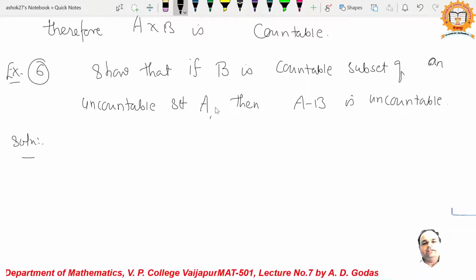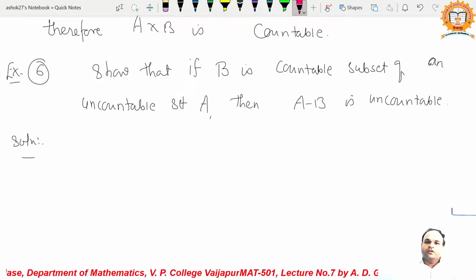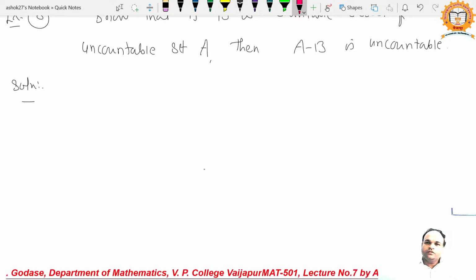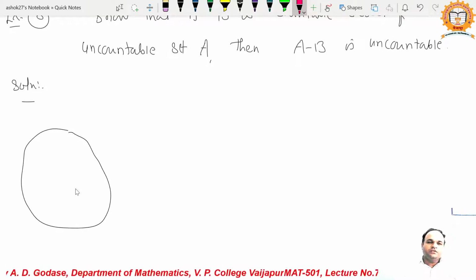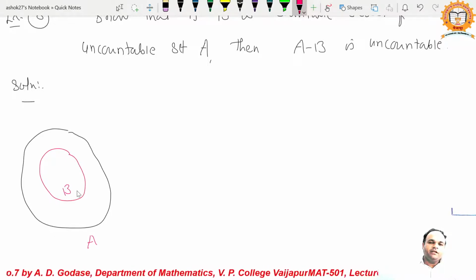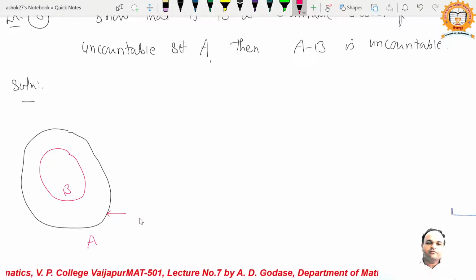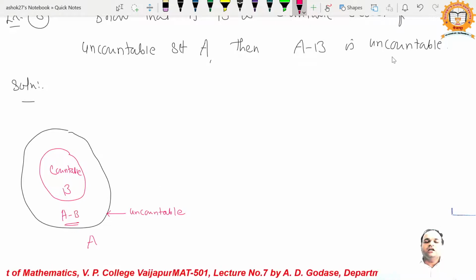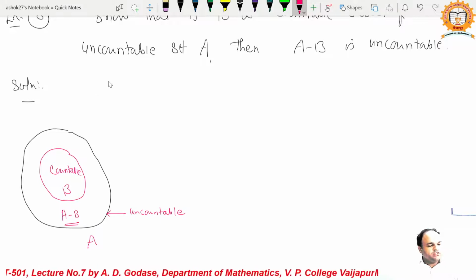Actually, capital A is uncountable, and B is a countable subset of A. If we draw a figure for this, suppose this is capital A, and suppose this is capital B. Capital A is uncountable and B is countable. And this is A minus B. What we have to prove? A minus B is uncountable.